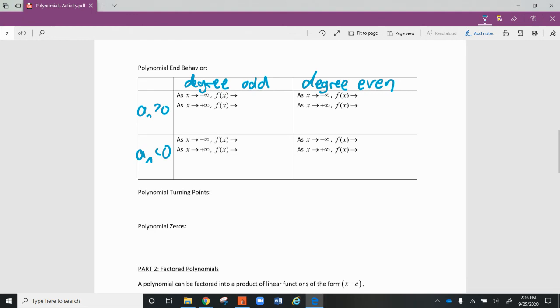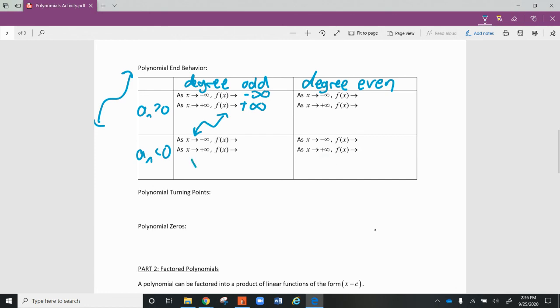So in the first case, you can write as x approaches negative infinity, that would be on the left, f of x approaches what? So this is the situation where we're talking about an odd degree and a positive leading coefficient. We saw in our exploration that it was down on the left, so we'd write negative infinity here, and up on the right, so we'd write positive infinity here. So that is the general characteristic of when it's odd degree and positive leading coefficient.